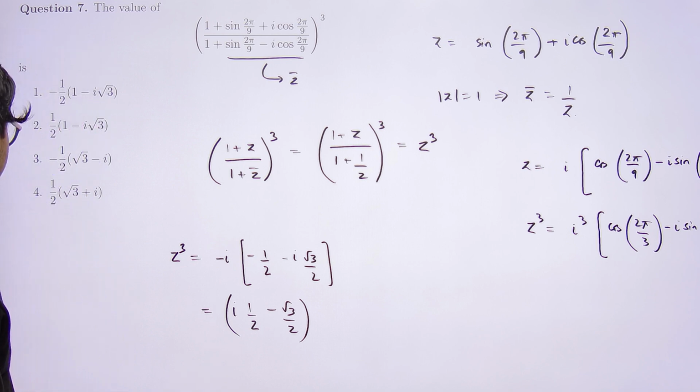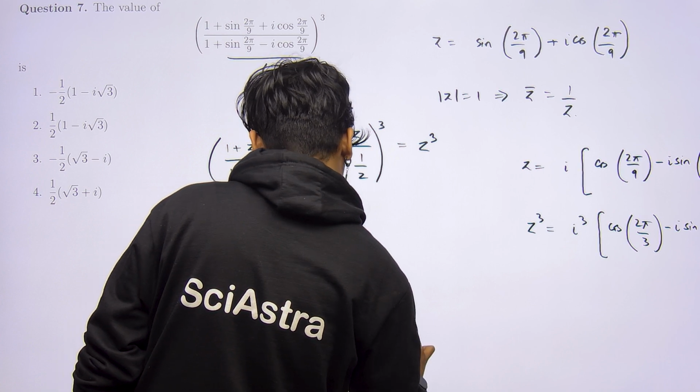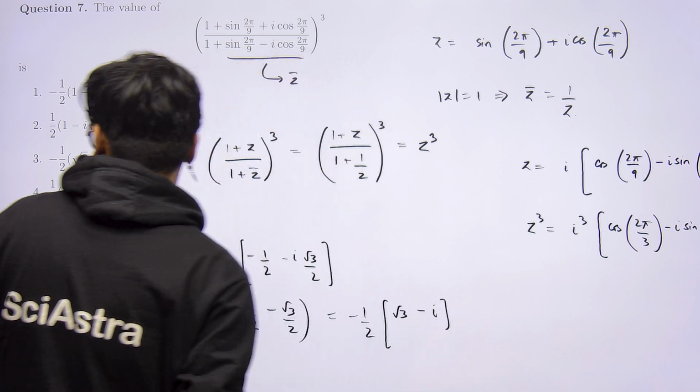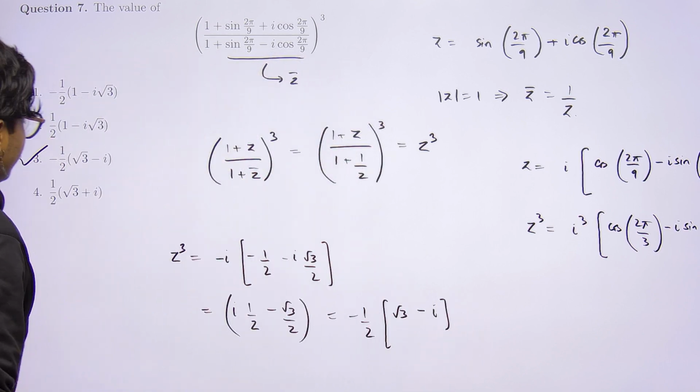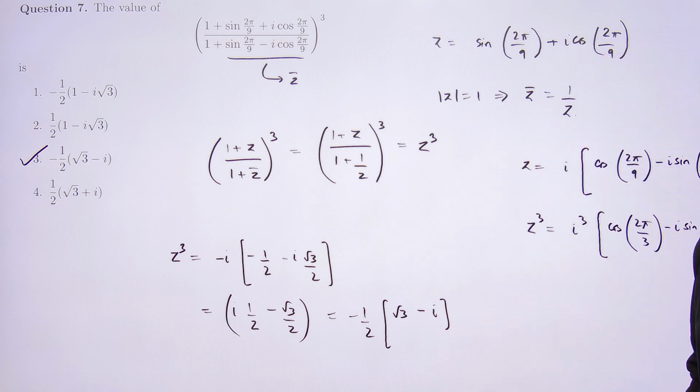So if I take a minus half common, it should be root 3 minus I. So that is option 3. So that is your right answer, okay? So it's minus half times root 3 minus 1. That's your required answer, okay?